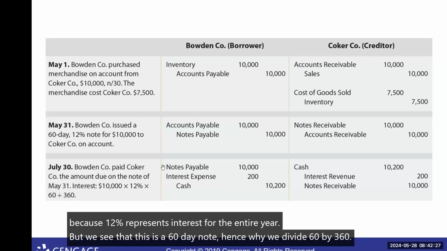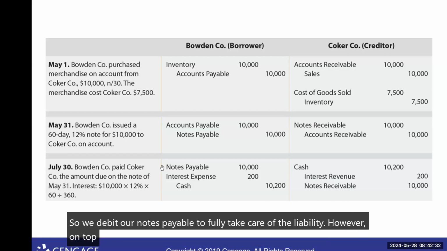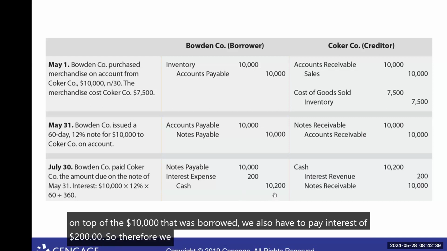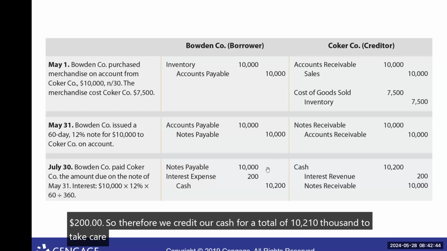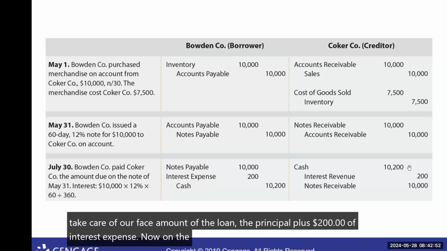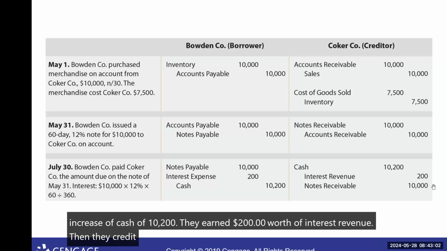So we debit our notes payable to fully take care of the liability. However, on top of the $10,000 that was borrowed, we also have to pay interest of $200. So therefore, we credit our cash for a total of $10,200. $10,000 to take care of our face amount of the loan, the principal, plus $200 of interest expense. Now on the creditor's end, they debit cash. There's an increase of cash of $10,200. They earned $200 worth of interest revenue, and then they credit notes receivable for $10,000.